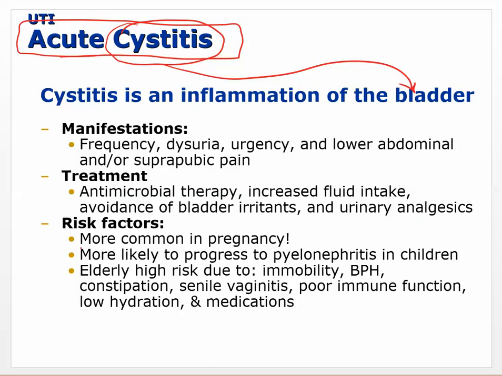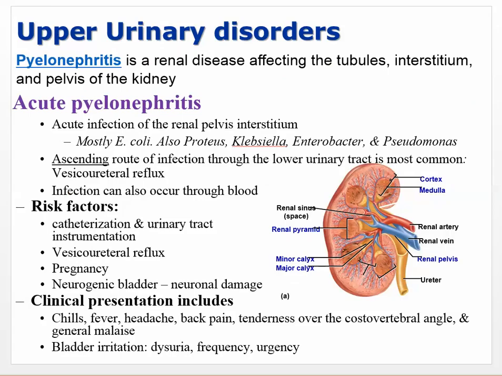Okay, so something that moves through the urinary system and is cleared by the kidneys. So risk factors: more common in pregnancy. Okay, more likely to progress to pyelonephritis in children. We haven't talked about pyelonephritis yet, but that's when it affects the kidneys. And the elderly are at high risk due to immobility, benign prostatic hyperplasia, BPH, constipation, senile vaginitis, poor immune function, just a lot of things that sort of prevent good flow of urine and emptying of the bladder frequently, and water intake also. Even in the elderly, sometimes they don't drink enough and they get dehydrated.